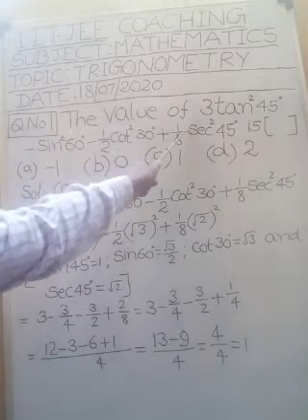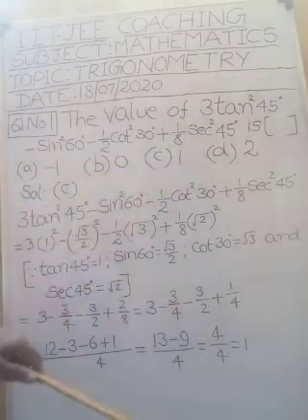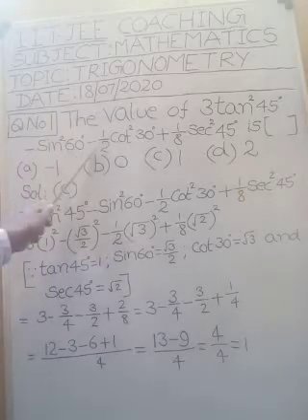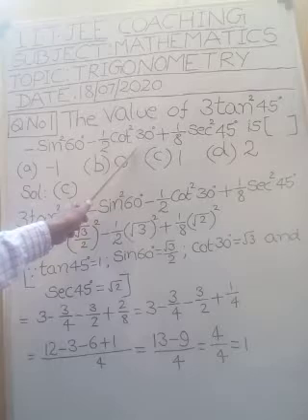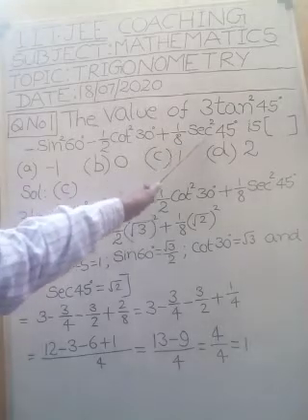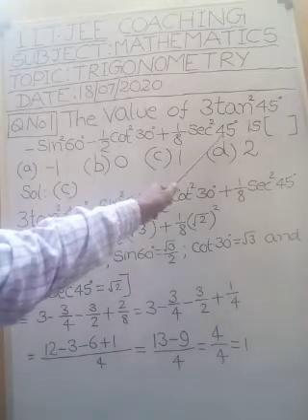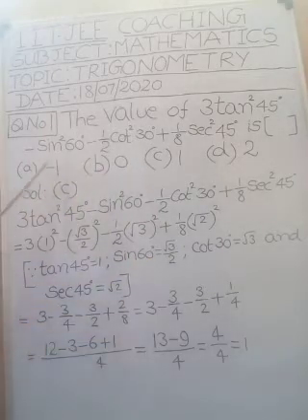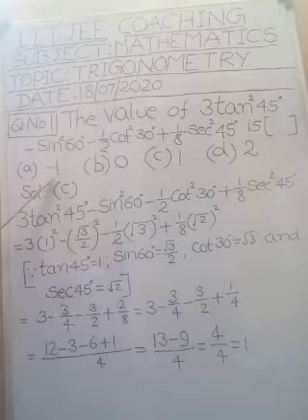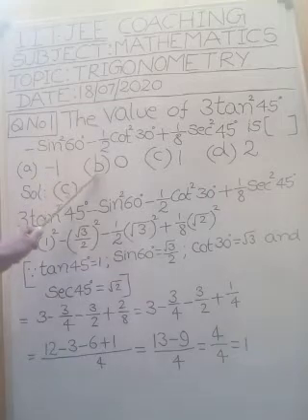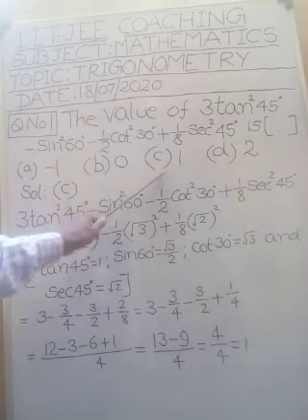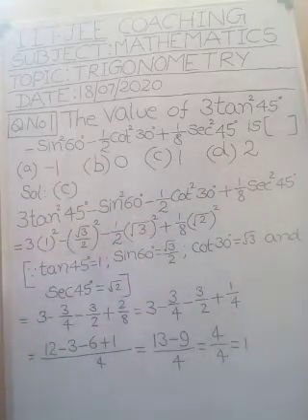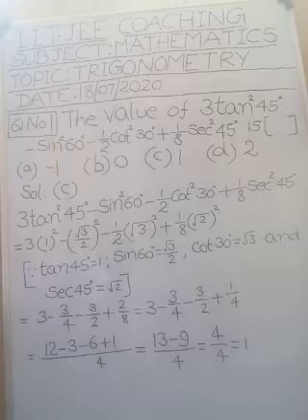The value of 3 tan square 45 degrees minus sine square 60 degrees minus 1 by 2 cot square 30 degrees plus 1 by 8 secant square 45 degrees is, what is the value of this expression? See the options. First option is minus 1, option 2 is 0, option C is 1 and option D is 2. Let us see the solution part. Okay, my dear children.